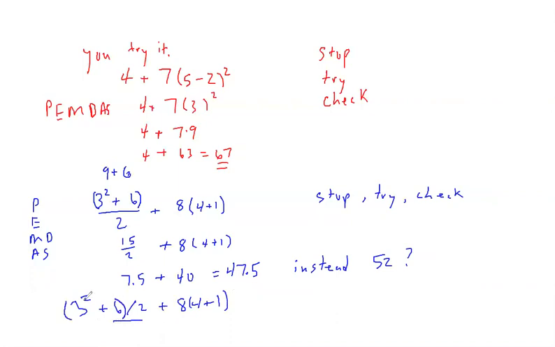Now, try it. If you used your calculator and you forgot the parentheses, now put the parentheses in and do it. And you should also get 47.5.